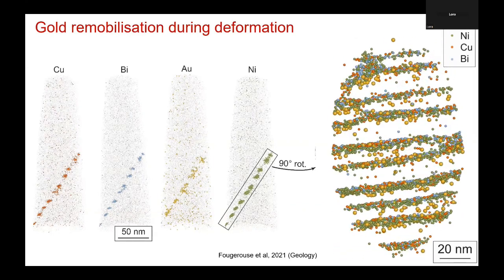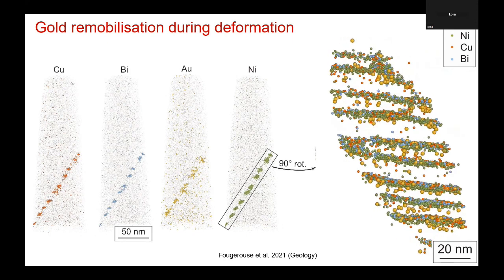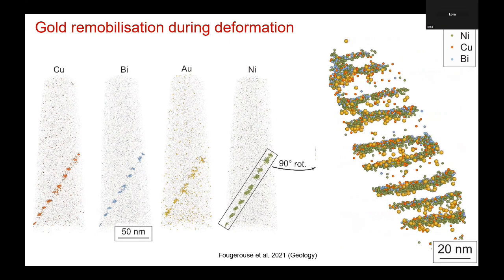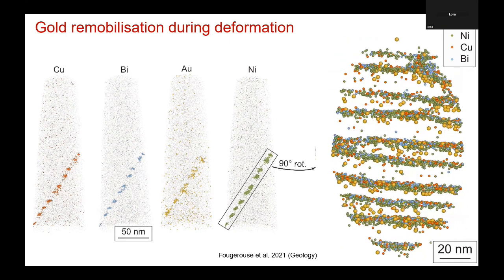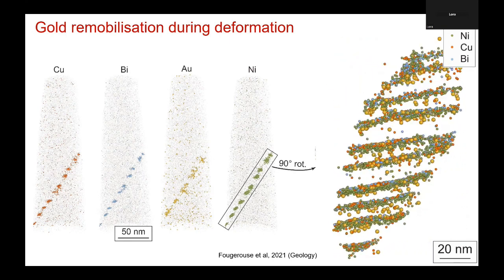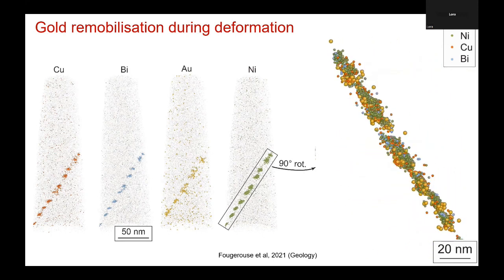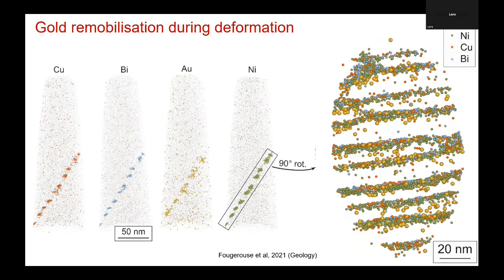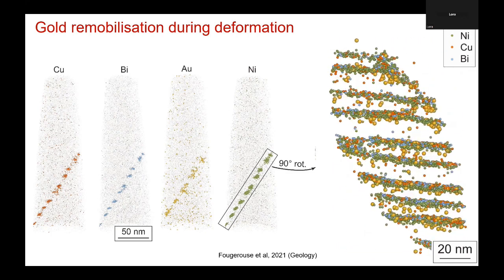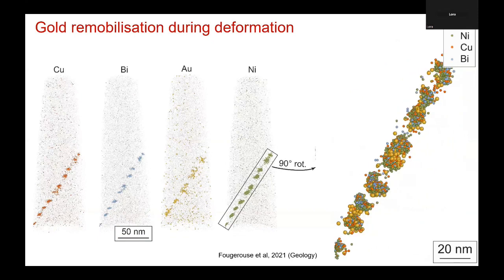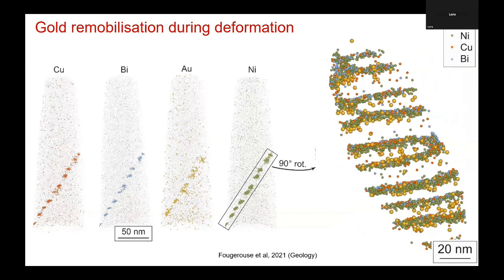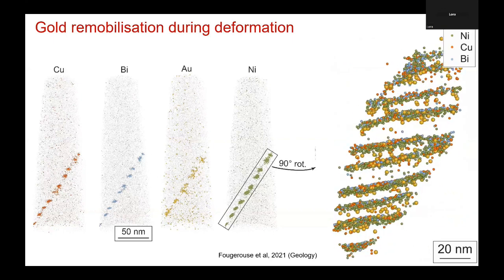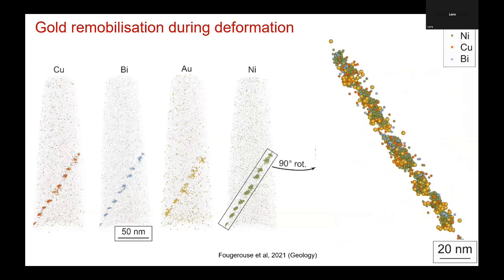What we have are these linear features, which are basically our dislocations, and they enrich in all sorts of trace elements. So this means that during the deformation, during the migration of these dislocations due to stress, we have the trace elements following these dislocations. So the gold gets progressively enriched within these low-angle boundaries. We'll see why that matters later.